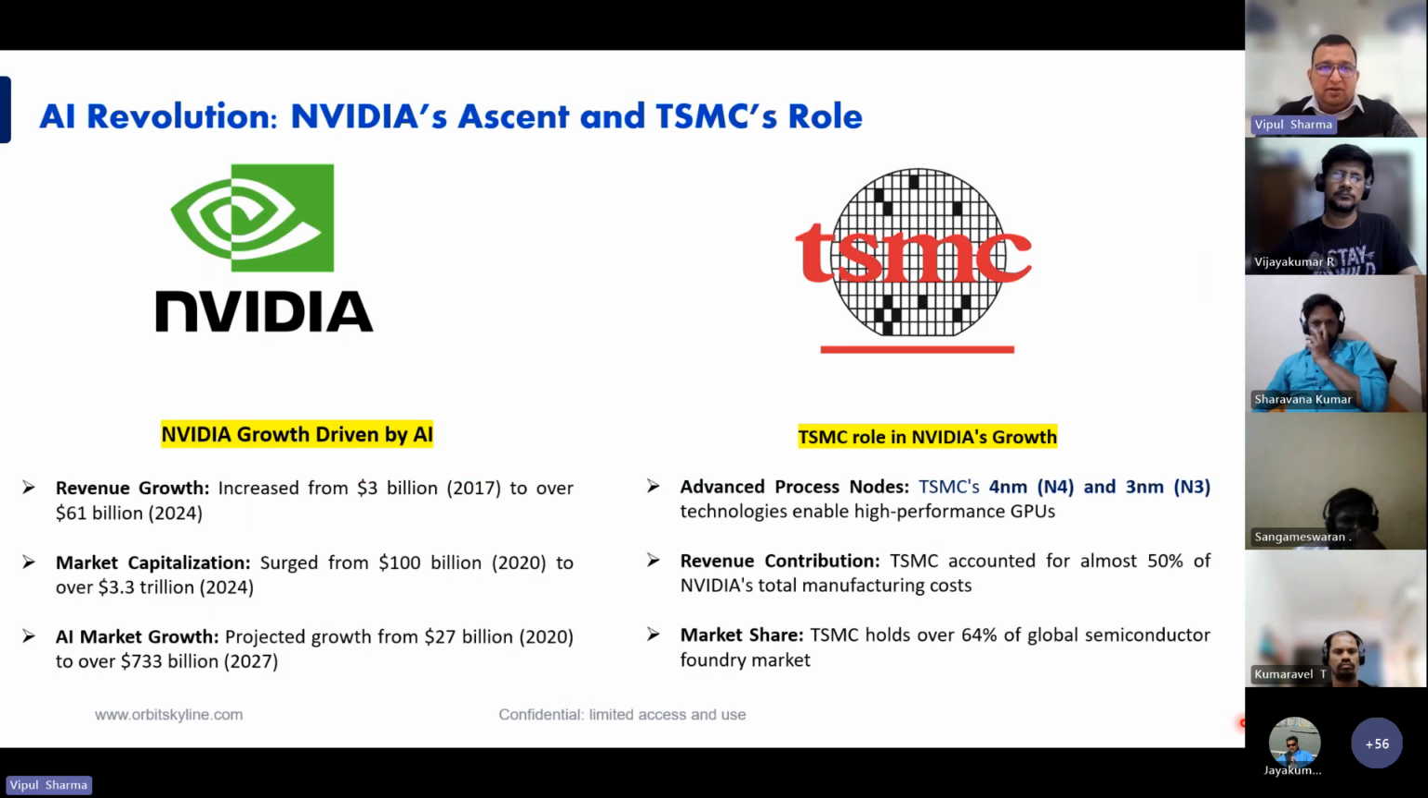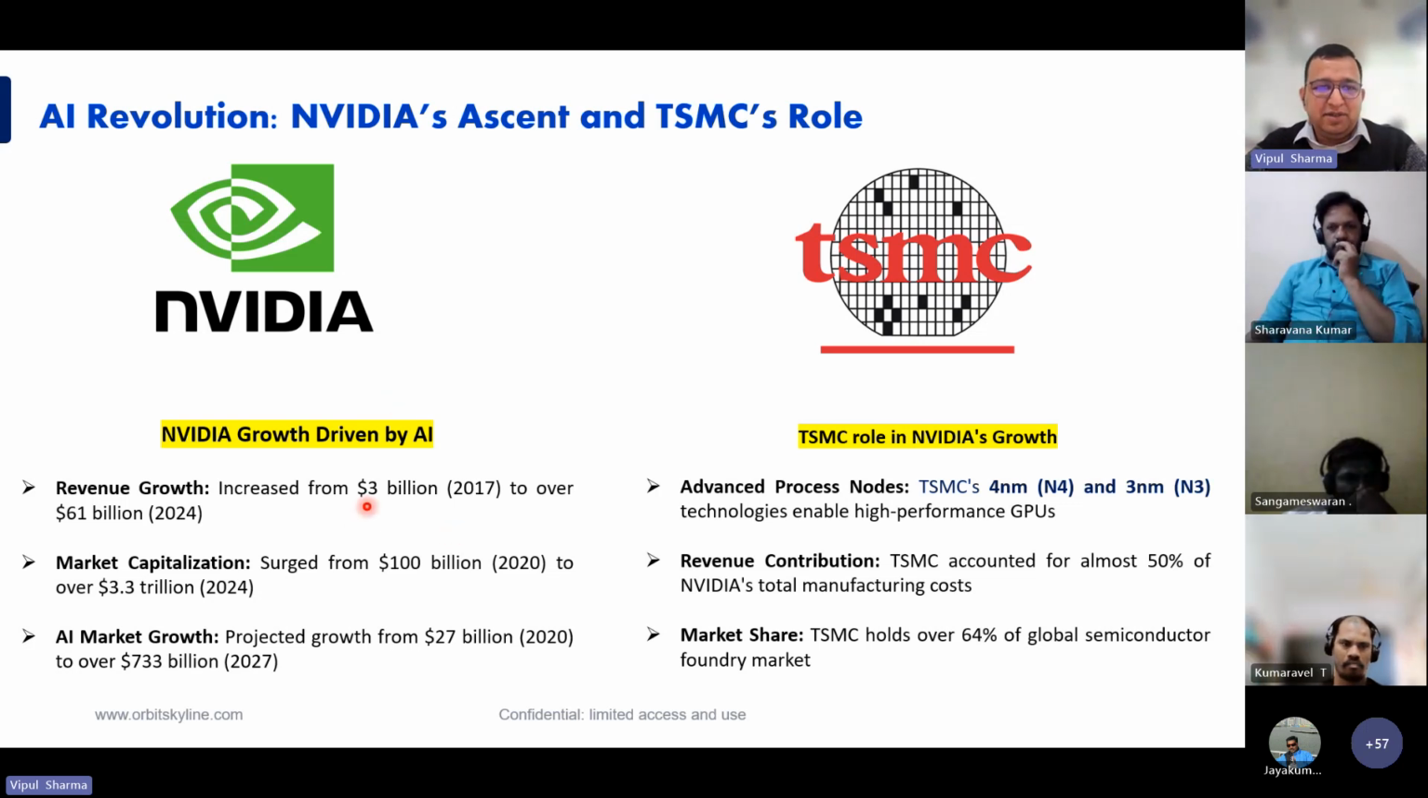I think everybody has heard of Nvidia. They are the darlings of the world right now. They have grown a lot in the last 5 years, and these are the improvements in their financial numbers. They have grown from $3 billion to $61 billion. Market cap has increased to 3.5 trillion, and they have a good growth path in front of them.